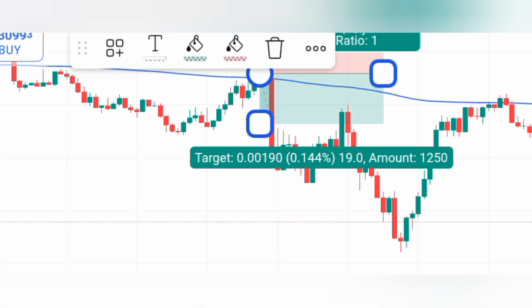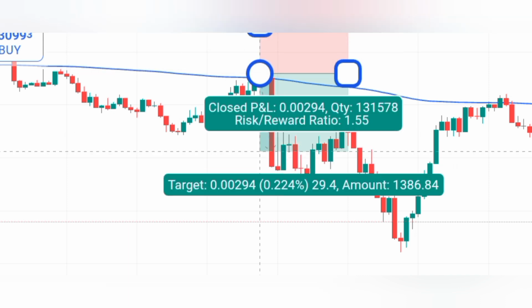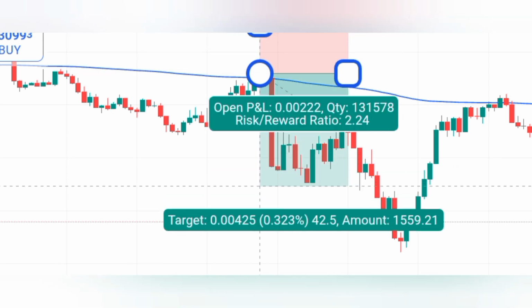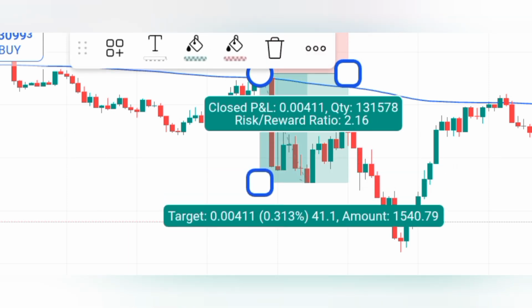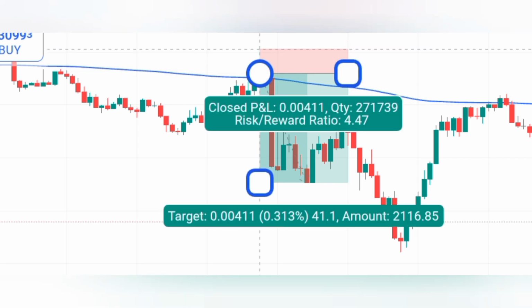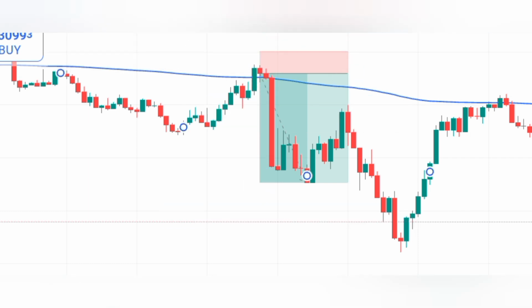Okay. So now for the exit, you always have to exit according to your risk to reward. Then for your stop loss, you always have to put it above those candles. Okay. Can you see how simple and reliable this strategy is if you really follow it?